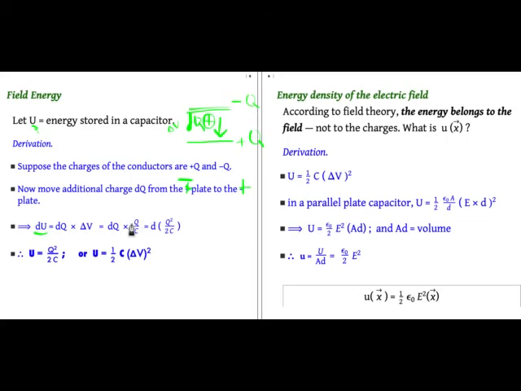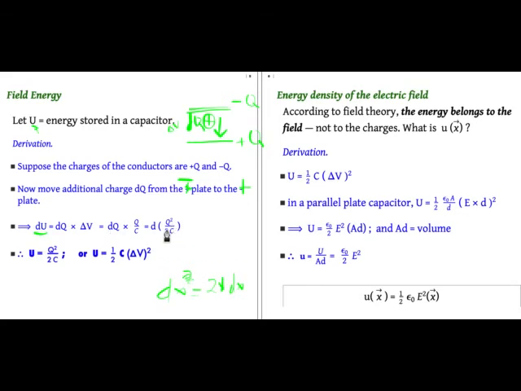So what I have here is the differential of Q squared. Actually, Q squared over 2. Remember, the differential of x squared is 2x dx. You know, the derivative of x squared with respect to x is 2x. So the differential change in x squared is 2x dx. So the differential change in Q squared is 2Q dQ.